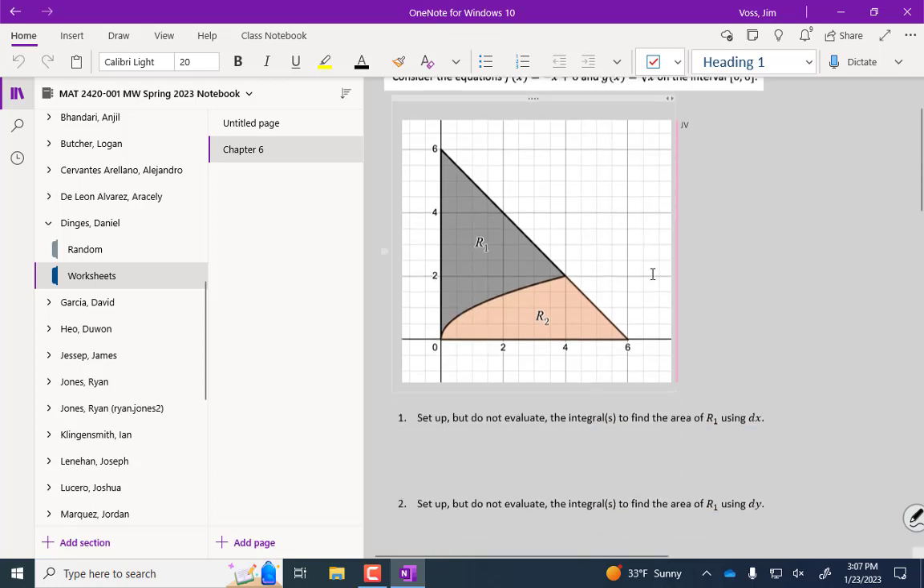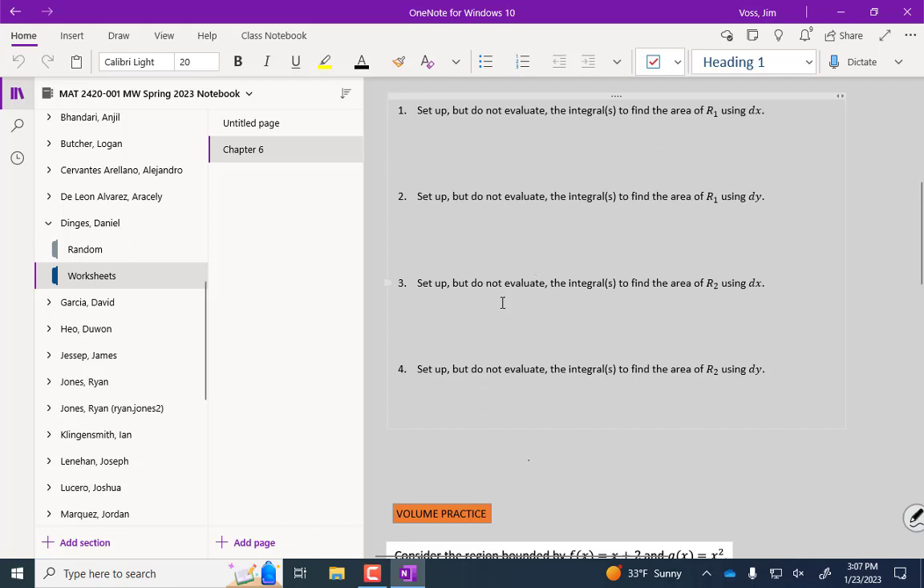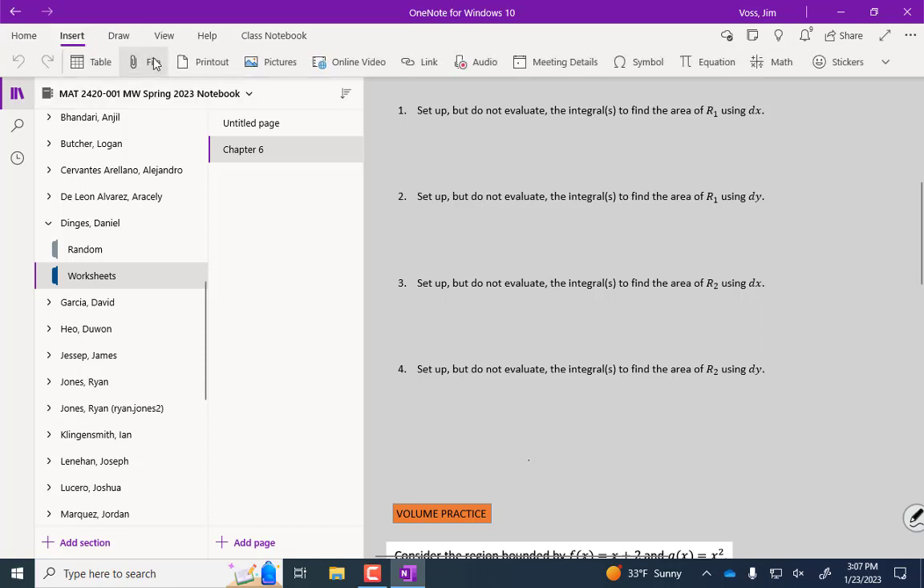If you have a tablet device, you can write right in here. You can type. You can take photos and insert pictures, insert PDFs, insert whatever. It's a pretty easy interface to add your own content to. And that will also be due that Sunday right before the exam. So does that make sense to everybody?